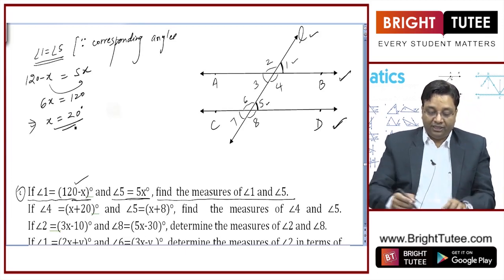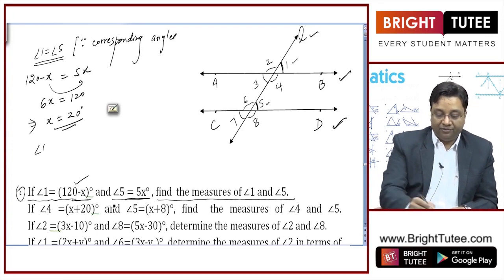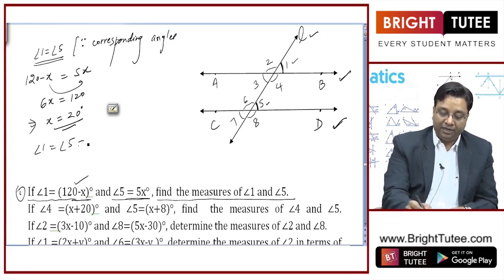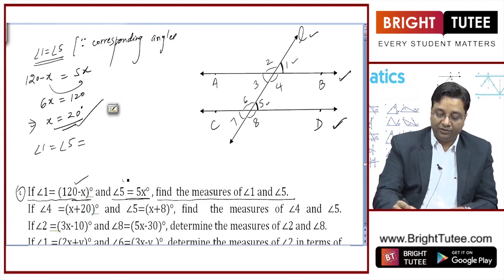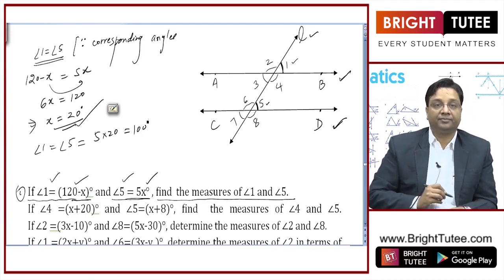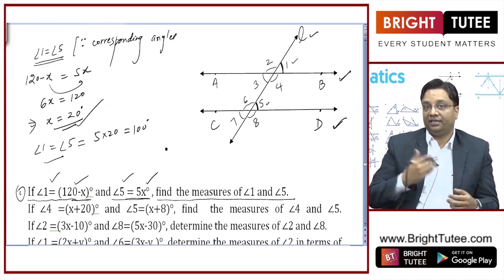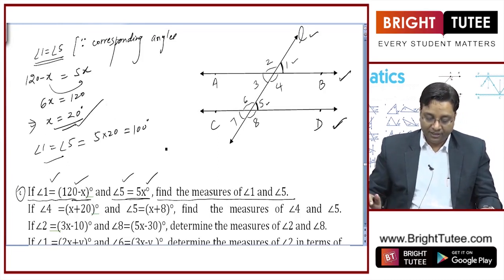Now, if x is 20, I can find angle 1 and angle 5, both of which are the same, by putting the value of x in any of these. So, I am putting it here: 5 into 20, that is 100 degrees. So, angle 1 is equal to angle 5 and they are equal to 100 degrees.